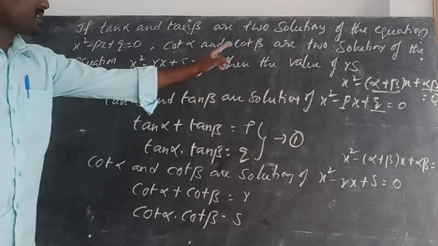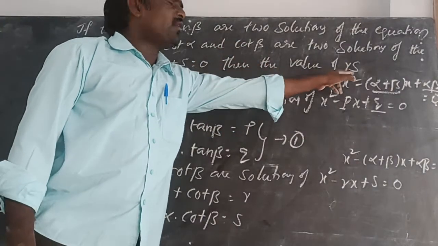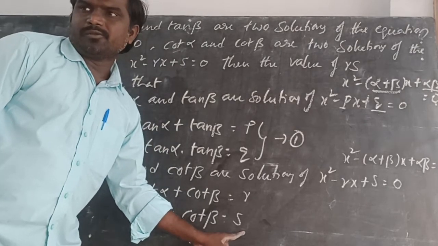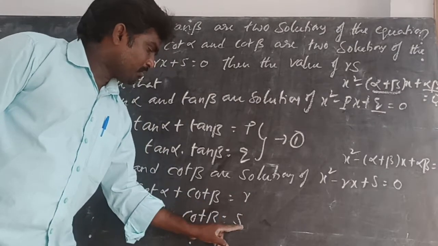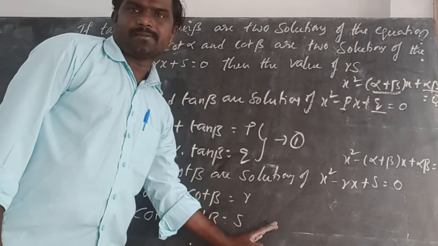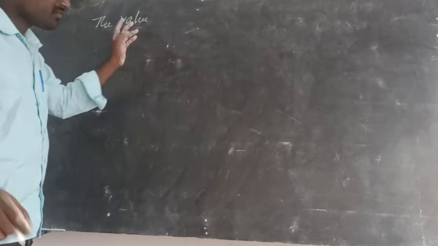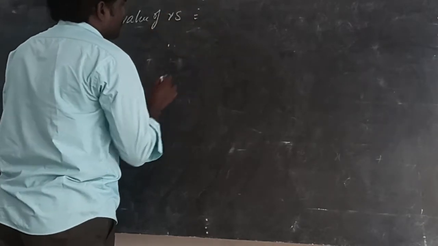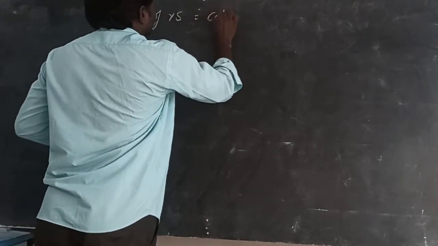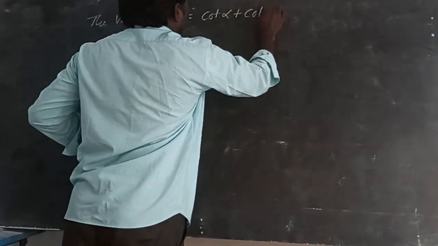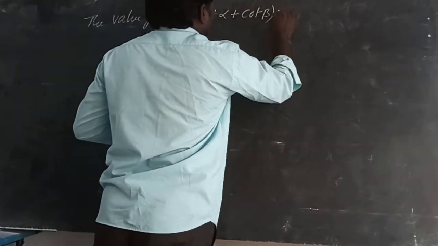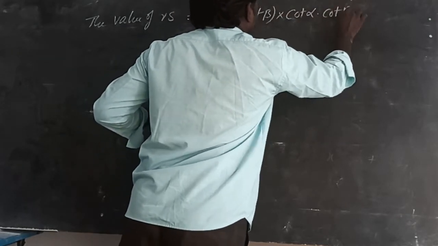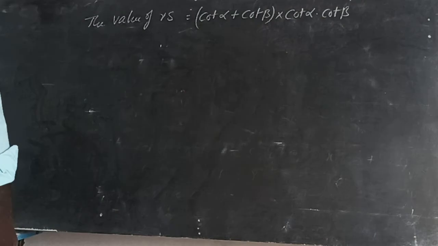So what is asked? Find the value of RS, that is R into S. So R is cot alpha plus cot beta, into S, which is cot alpha into cot beta.